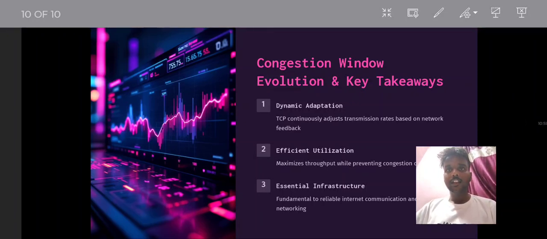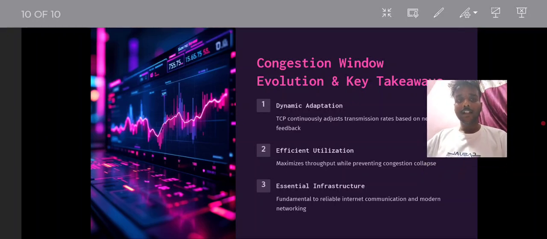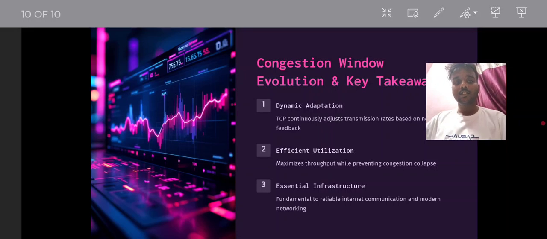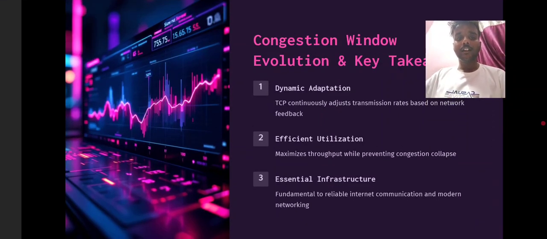Congestion window evolution and key takeaways. To conclude, TCP congestion control is one of the most important mechanisms that ensures stable and efficient communication in computer networks. Dynamic adaptation: TCP continuously adjusts transmission rates based on network feedback. Efficient utilization: maximizes throughput while preventing congestion collapse. Essential infrastructure: fundamental to reliable internet communication and modern networking.